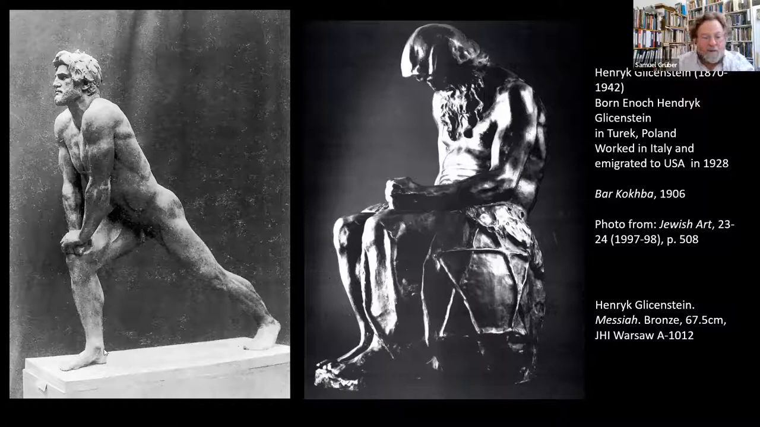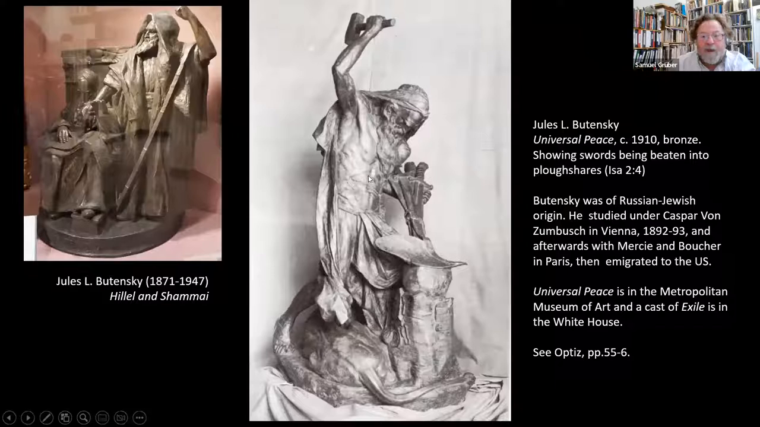And then Jules Butinsky, who also emigrated to the US. He studied in Vienna and Budapest, and he is best known for this work on the right, Universal Peace, which is this figure beating a sword into a plowshare. And he did several other Jewish themed works, Hillel and Shammai, which is on the left. So these are inspired by these Zionist artists, and he's essentially of that time, second generation. So he would be a young man when the first wave of Zionism took place.